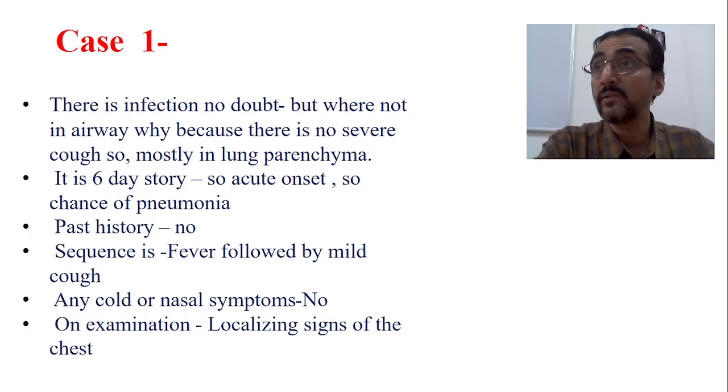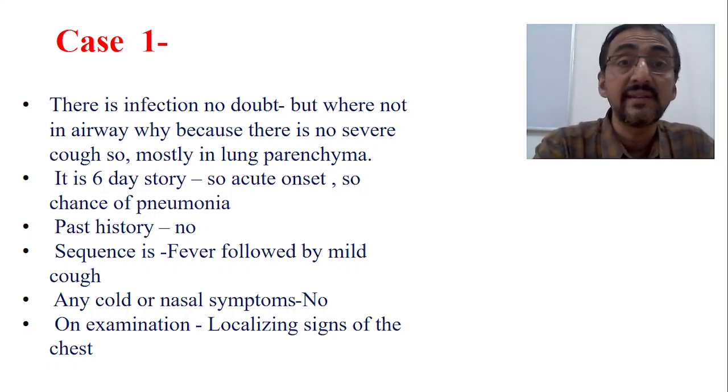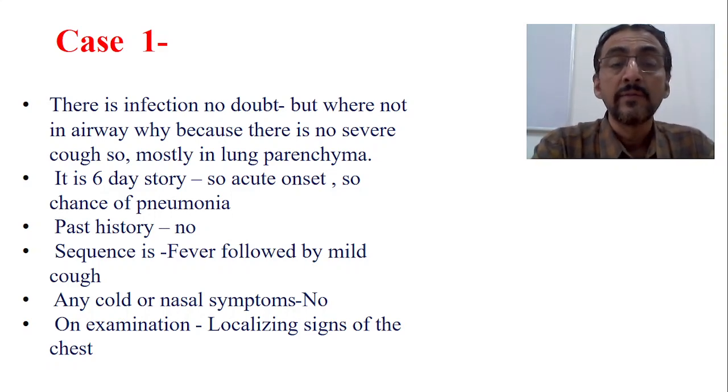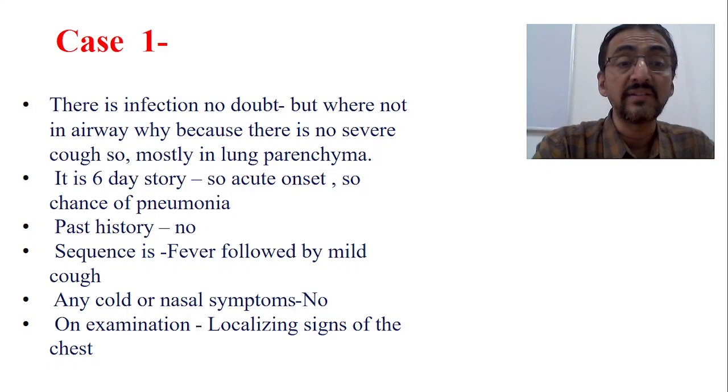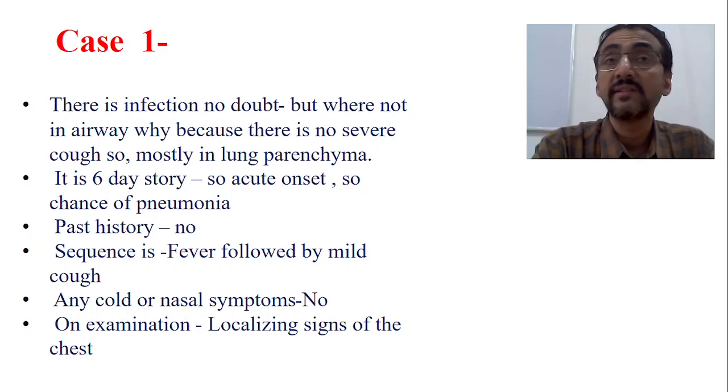Okay, so it is now a 6 day story. Now it is the 6th day of illness, so it is of acute onset. Now what happens is, the child is having three important symptoms. One is cough, another one is fever, and now the child is having breathlessness. So I can assume that this particular infection started from the upper respiratory tract, gradually descended, and now it has reached the lung parenchyma.